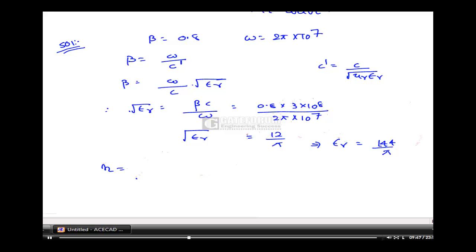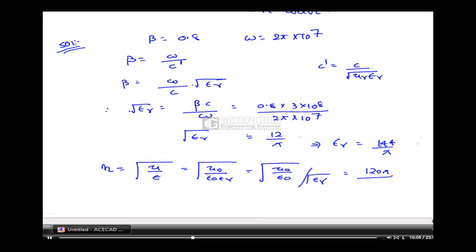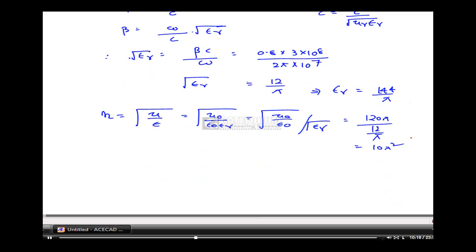Eta value is nothing but square root of mu by epsilon. So this is nothing but square root of mu naught mu r by epsilon naught epsilon r, that is equal to square root of mu naught by epsilon naught, divided by square root of epsilon r. This is 120 pi by square root of epsilon r. Square root of epsilon r is 12 by pi, so this is nothing but 10 pi square. So the eta value is calculated.